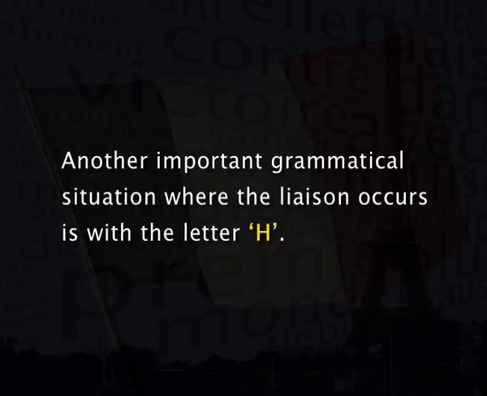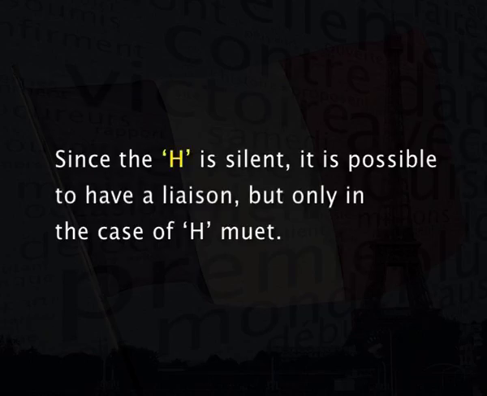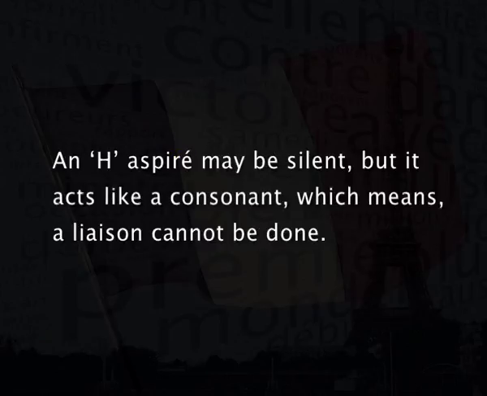Another important grammatical situation where the liaison occurs is with the letter H. In the first section of this lesson, we learned that the letter H is silent. We also learned that there are two types of letter H, the H muet or the mute H and the H aspiré or the aspirate H. Since the H is silent, it is possible to have a liaison, but only in the case of an H muet or a mute H. An H aspiré may be silent, but it acts as a consonant, which means a liaison cannot be done.